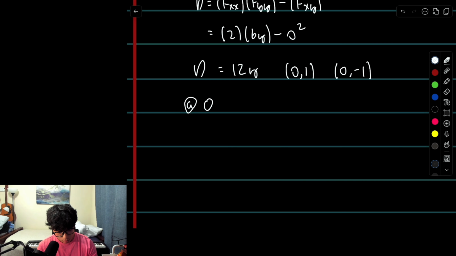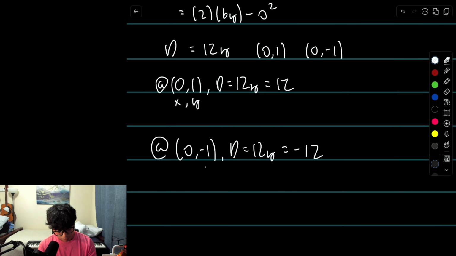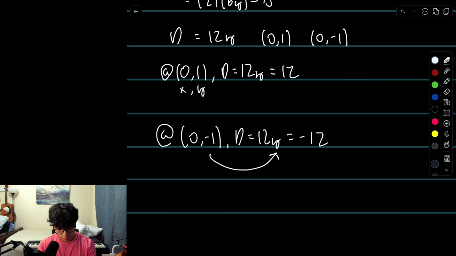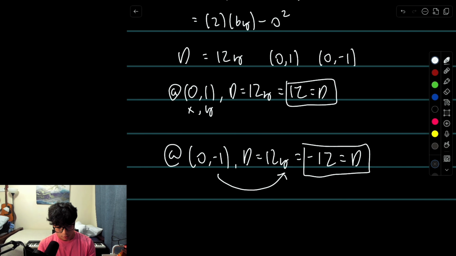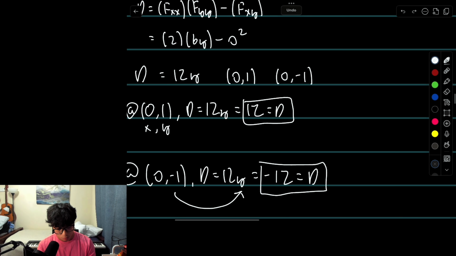So at (0, 1), which remember, this means our x is 0, our y is 1, our discriminant equaling 12y becomes 12 because we're plugging in 1 to our y. And at the point (0, -1), our discriminant at 12y equals -12, since we're plugging our y as -1. Now again, remember, this is our discriminant at this certain point, and this as well. And we can check back that our second derivative of x, which is over here, is 2, which is a positive number.